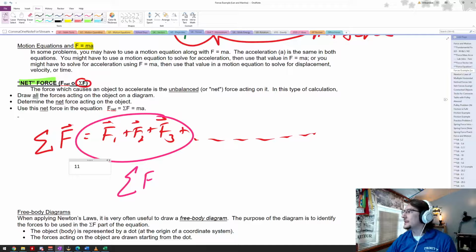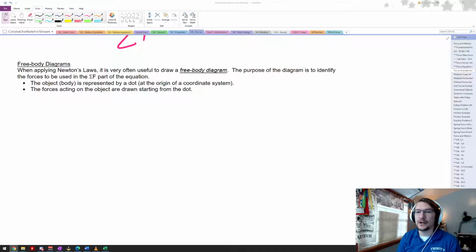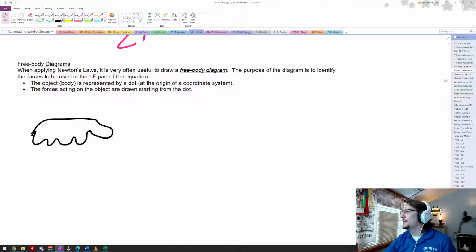Now, one of the other things we're going to be looking at, we briefly talked about this yesterday, are free body diagrams. If I've got a really complicated system, maybe I've got like a dog, and we can all laugh at this drawing. That's like a platypus. But if I've got a dog, this is definitely a dog. We're labeling this as dog.